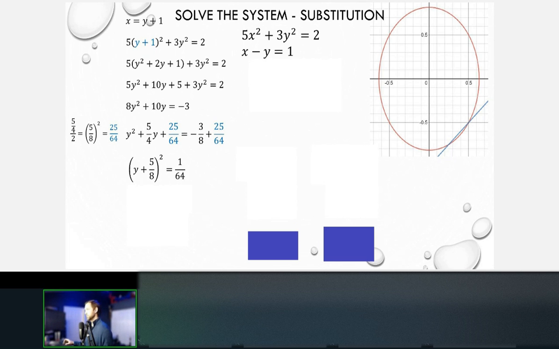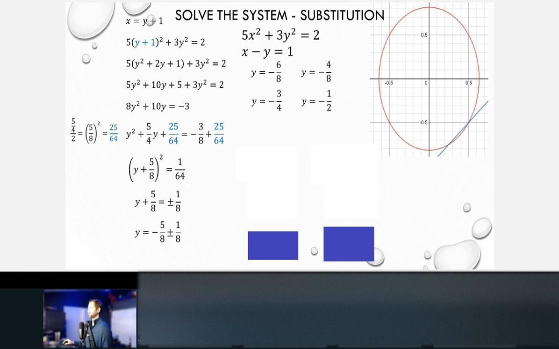We are then going to square root both sides, plus or minus, and then we will subtract 5/8 from both sides. Next, we have to write both of the answers. We must do negative 5/8 plus 1 over 8 and negative 5 over 8 minus 1 over 8. So we just type that in and hit enter, and we should get those two numbers, and then we have to simplify both of them. So we should get negative 3/4 and negative 1/2. Everyone doing good so far?